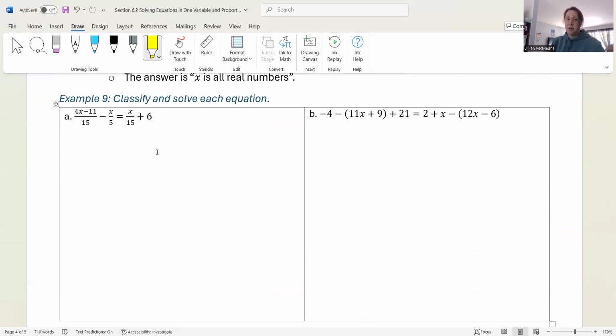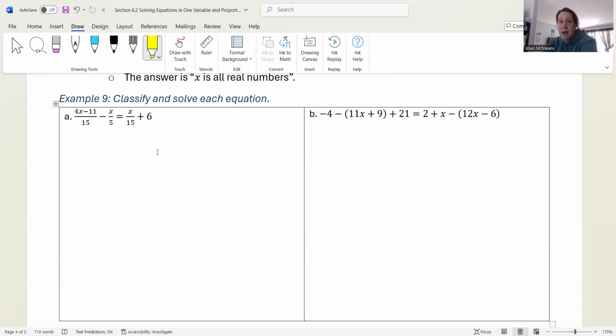If the directions say classify and solve, we're looking for the words conditional equation, identity equation, or contradiction equation, and then whatever the solution is. So be really careful here. It may feel a little nitpicky, but you do need to say both in this case. You need to state the type of equation and the solution, okay?